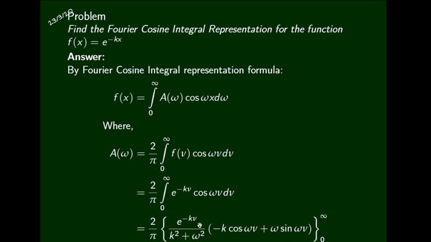I put the upper limit infinity, so e raised to minus infinity is 0, into a finite quantity, 0. Minus, when I put the lower limit, e raised to 0 is 1, when I put nu equal to 0, sine 0 goes to 0, then cos 0 is 1, into minus k, so minus k. This minus is the upper limit minus, that minus, so minus into minus is plus. So 2 by pi into 1 by k square plus omega square into plus k, that is 2k divided by pi into k square plus omega square.